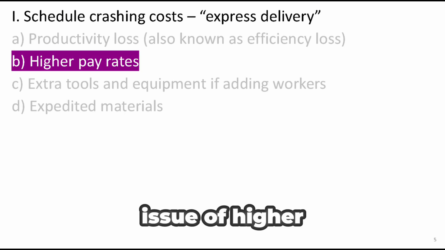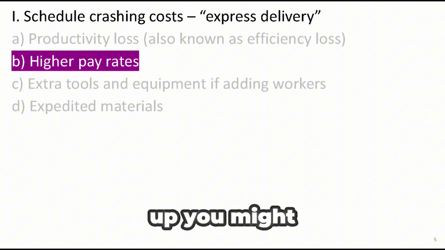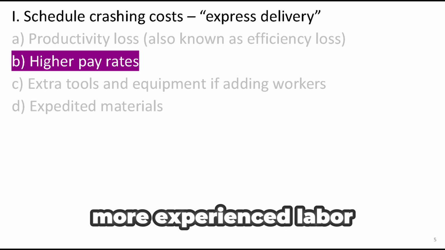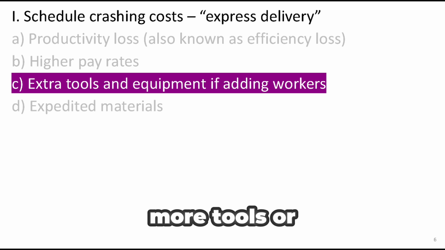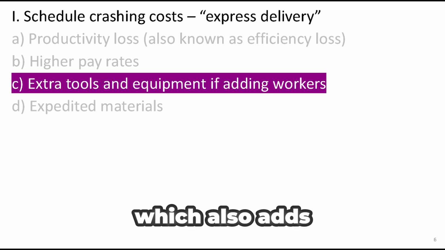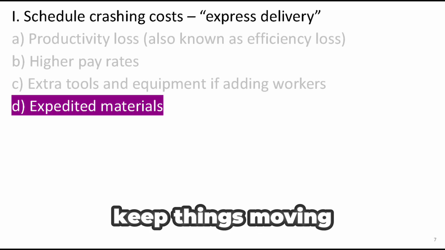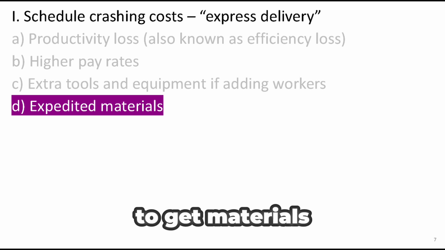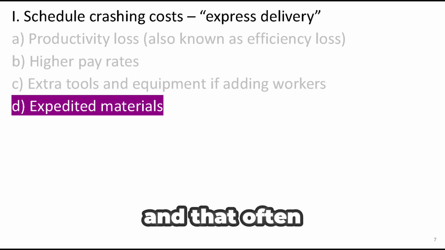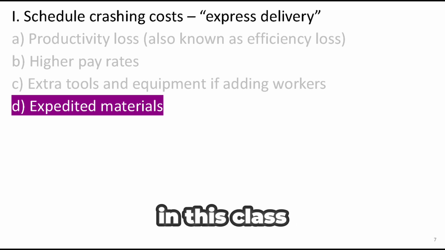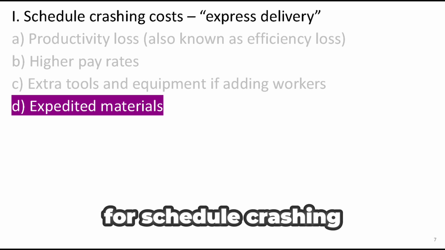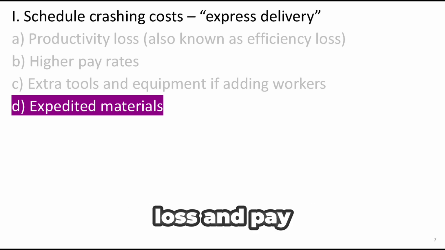There's also the issue of higher pay rates. To speed things up, you might need to pay workers overtime or bring in more experienced labor at a premium. If you're adding extra workers, you'll likely need more tools or equipment to support them, which also adds to the cost. And finally, to keep things moving faster, you might need to get materials delivered sooner than usual, and that often means paying extra for expedited shipping or priority handling. In this class, our cost estimation for schedule crashing will mainly focus on productivity loss and pay rates.